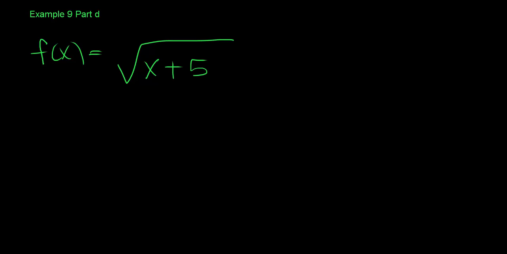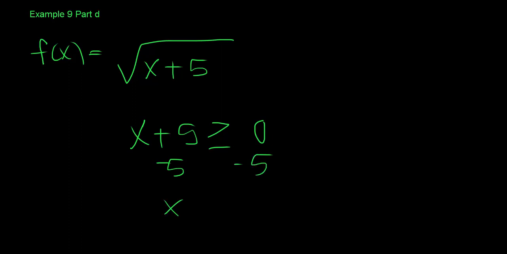So because that x variates, that means I could plug something in there that would make the square root negative. So what I have to do, negative numbers, if you think about it, they are less than 0. Positive numbers are greater than 0. So what I'm going to do is set what is inside of the radical greater than or equal to 0. So now I just subtract 5 from both sides, and I have that x is greater than or equal to negative 5.